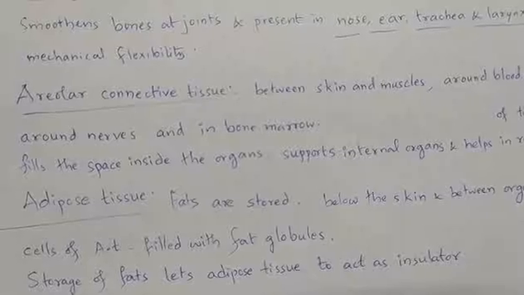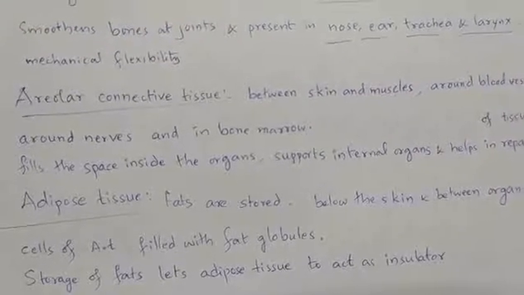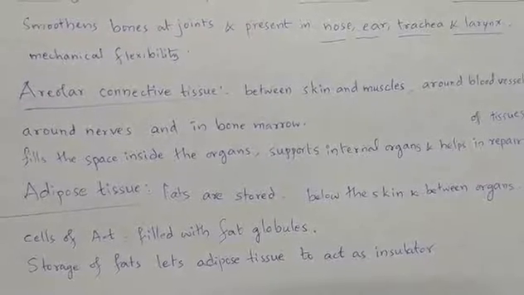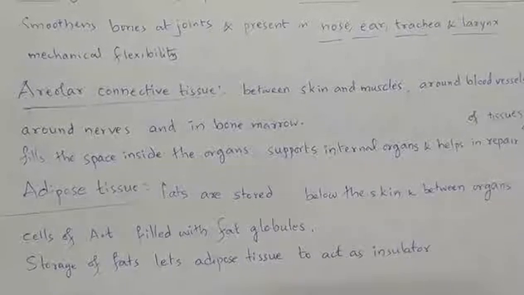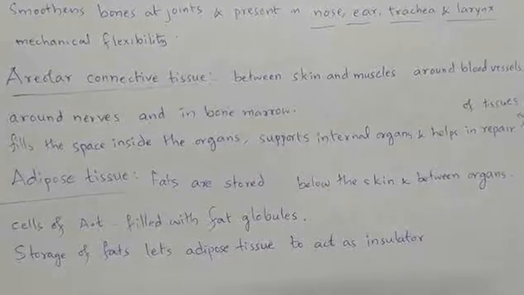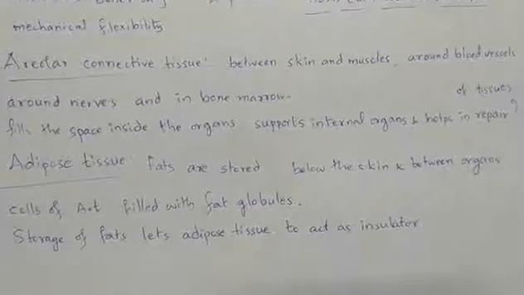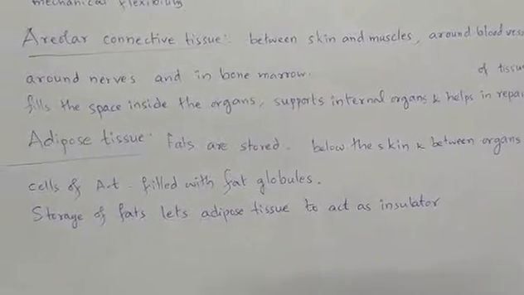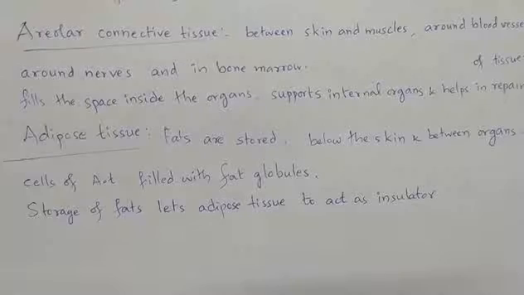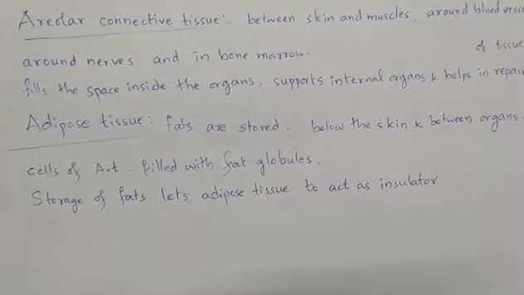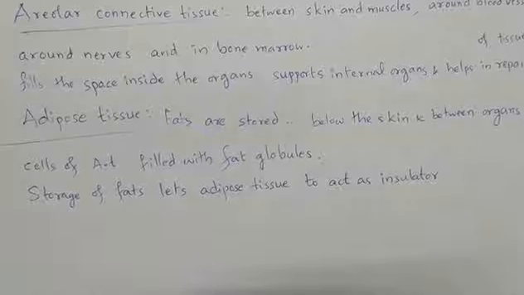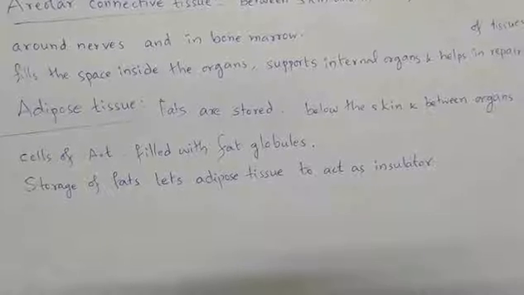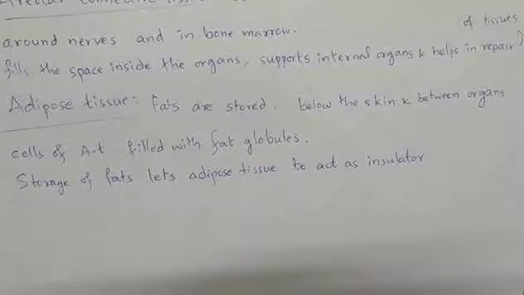The next connective tissue is areolar connective tissue. It is present between skin and muscles. Areolar connective tissue is present around the blood vessels, around the nerves, and in bone marrow. It fills the space inside the organs, supports the internal organs, and helps in the repair of tissues.